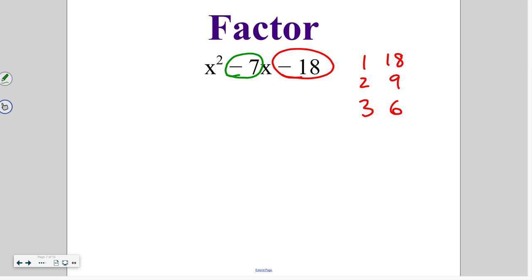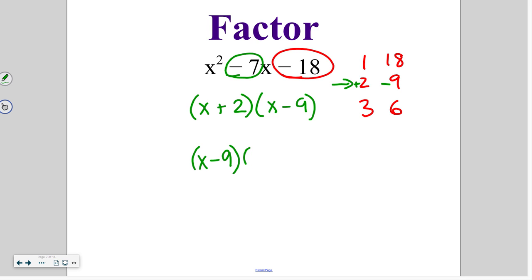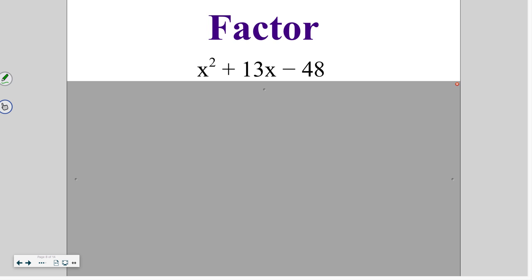So if I look at the pair 2 and 9, that can get me to 7 by doing 9 minus 2. But I want to get to a negative 7, so I'm going to make it a negative 9 and a positive 2. Again, we just break that down into our two binomials, so x plus 2 and x minus 9. You could switch it and say x minus 9, x plus 2. Again, order doesn't matter as long as both answers are present. Go ahead and try this one on your own.